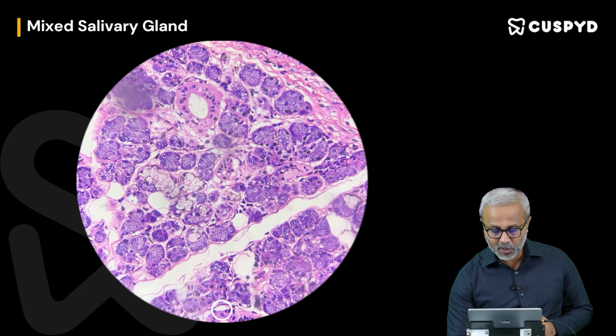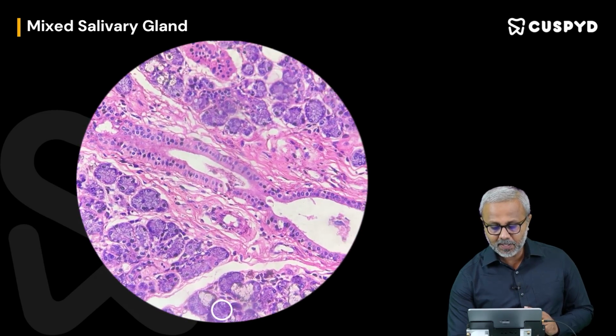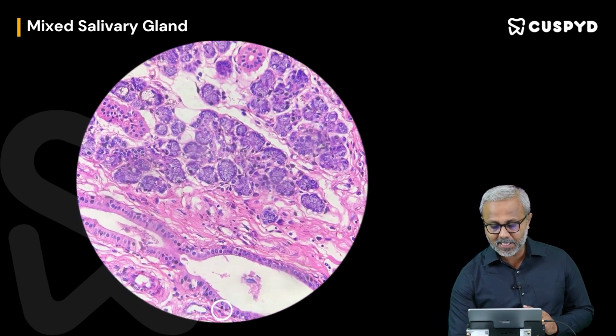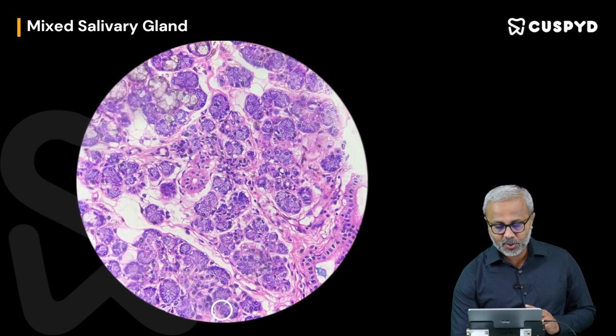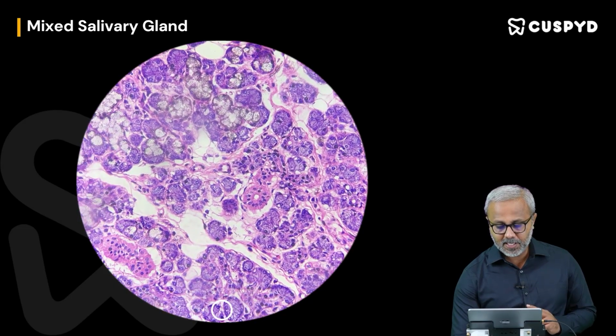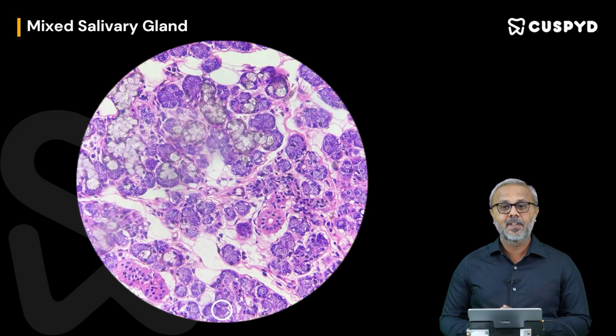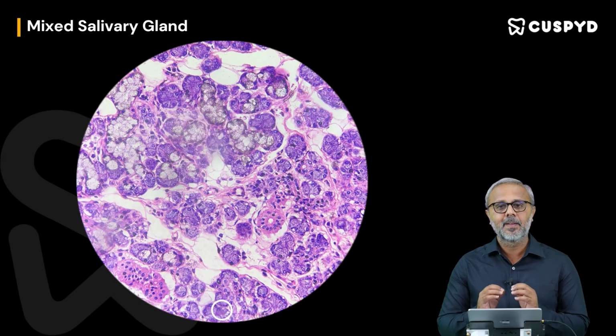So let's explore the other areas to identify the presence of both serous acini as well as mucous acini, right? If you just scroll through, here also we see a field where we have serous acini, mucous acini as well as typical serous demilunes, and we have a striated duct. This is how you should identify the slide of mixed salivary gland.